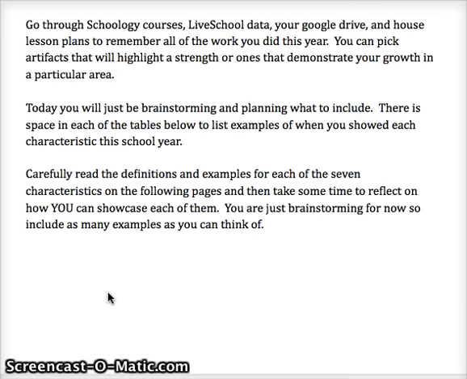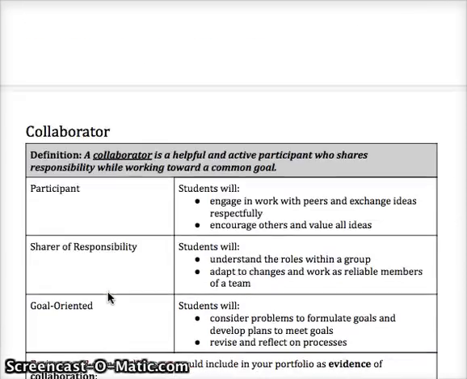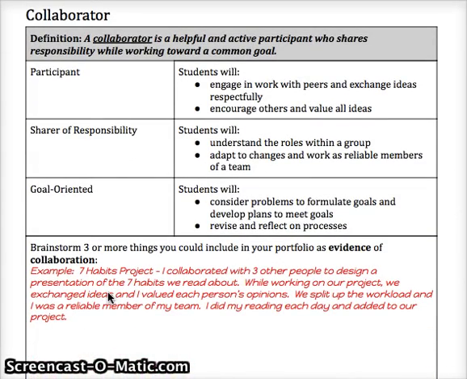There's space in each of the tables below to list examples of when you showcased each characteristic this school year. Carefully read the definitions and examples for each of the 7 characteristics on the following pages, and then take some time to reflect on how you can showcase each of them. You're just brainstorming for now, so include as many examples as you can think of. Let's take a look at one as an example.